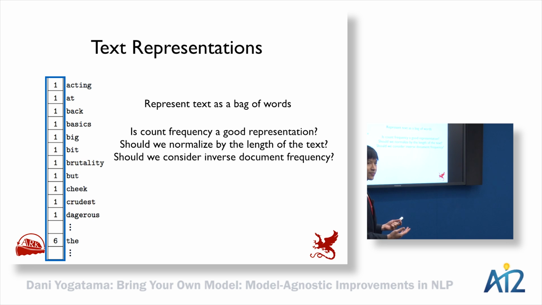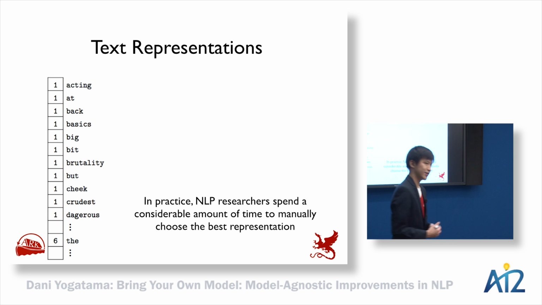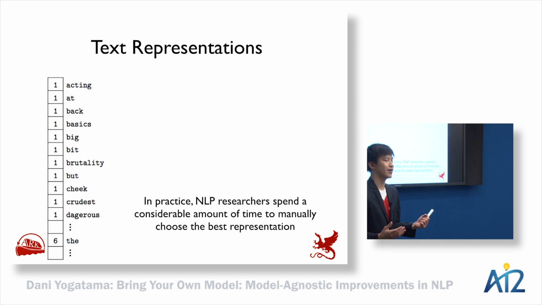Should we normalize by the length of the text? Should we take the log? Should we use IDF and things like that? Now, what we usually do in practice is we probably spend 4 or 5 hours, try a few different combinations, and then we find one that's quite good, and then we stick with it. And then we build our fancy models on top of that. So that's what we usually do in practice.